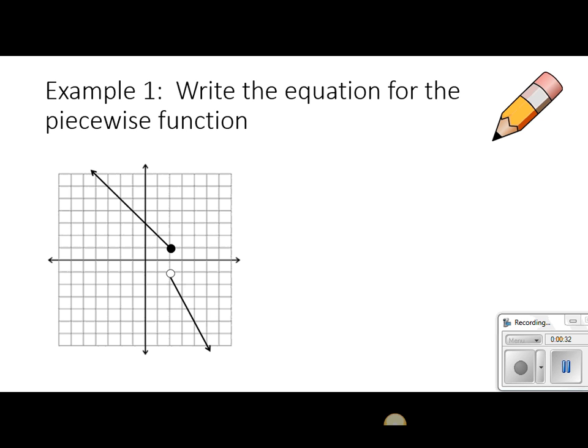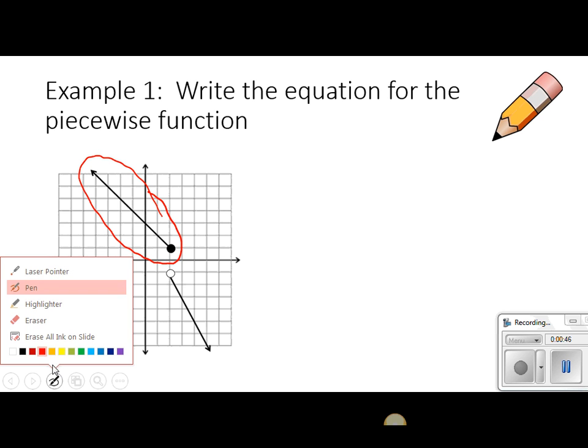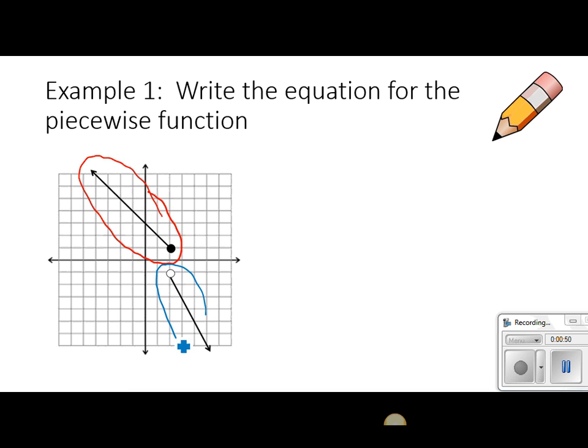We're going to write the equation of this piecewise. Now remember, we had talked about what a piecewise is. It's multiple functions within one graph. And if you look at this graph, we have two functions happening. We have that function in the upper left-hand corner, and we have this function. So we have two functions happening.